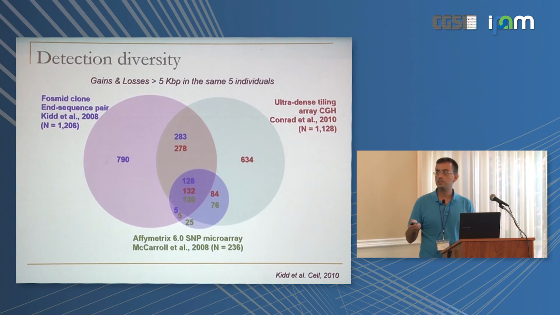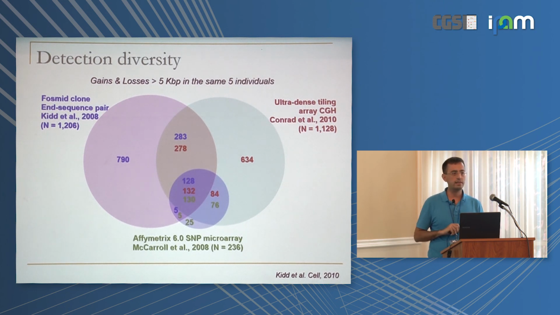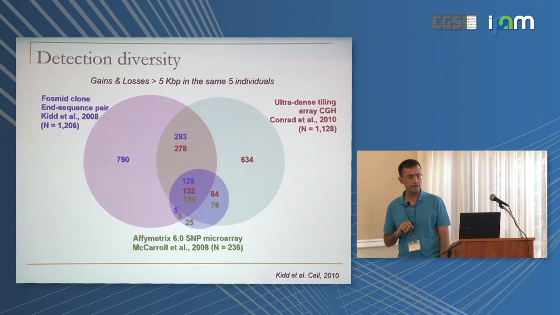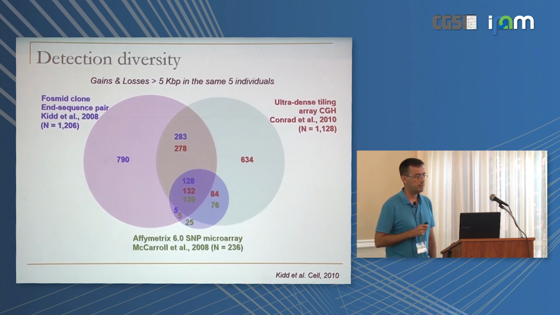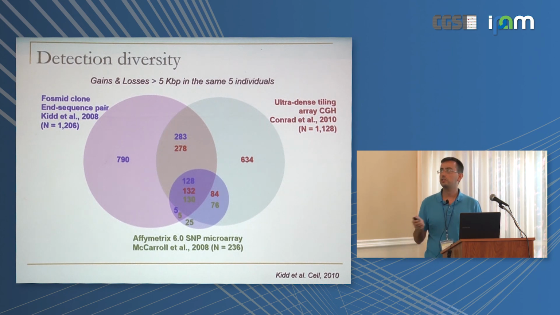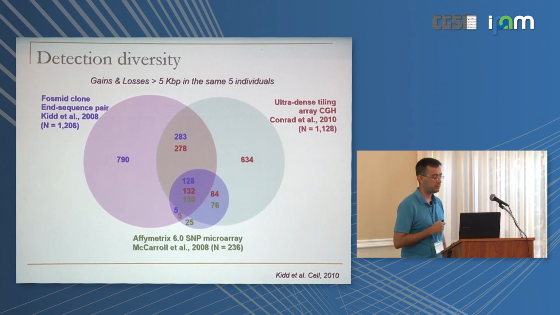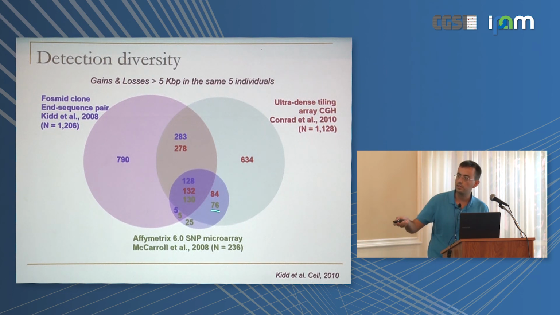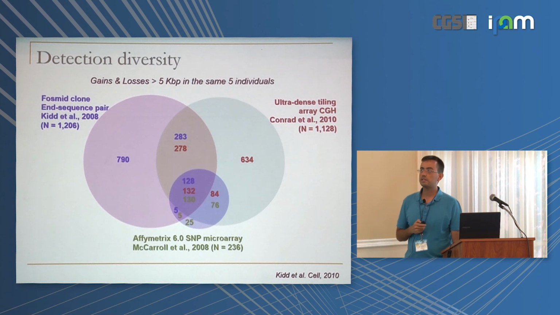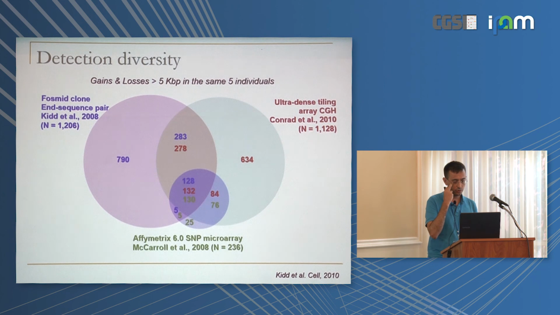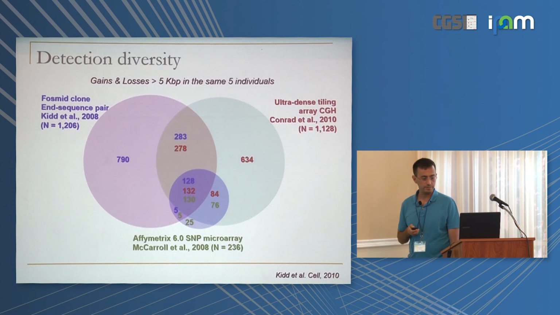And if you look at the fosmid clone and sequence pair data from Jeff Kidd back in 2008, it can find 800 more structural variants that no other technology could find. But similarly, ultra-dense array CGH technology could find about 600 that nobody else can detect. And as you can see, the intersection between different technologies is pretty small, especially this region. So none of those technologies is better than the others. Today, obviously, we are only using the next-gen sequencing technologies. It's not better than the others either, but it is way cheaper.